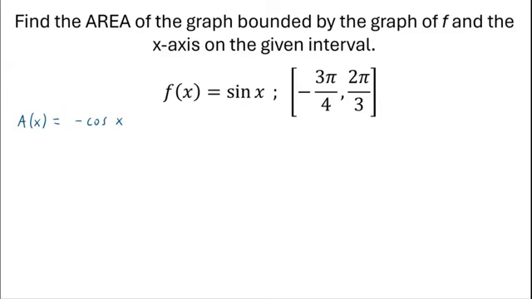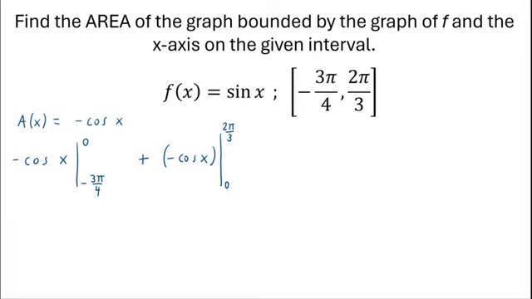So the first thing we're going to do is break this interval up into two separate intervals, because we're going to find the area from negative 3 pi over 4 to 0, and then make sure that that area is a positive area, because it is area. And then we're going to do the same thing, and we're going to evaluate this from 0 to 2 pi over 3. And if that value is negative, we're going to make sure it's positive. And then we're going to add our two positive areas together to get the total area for this function on this interval.